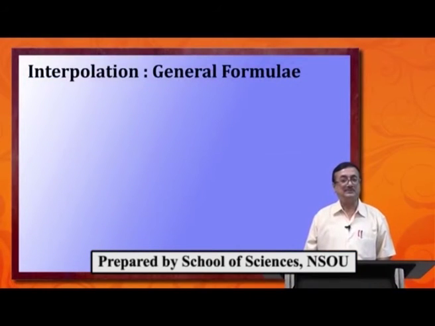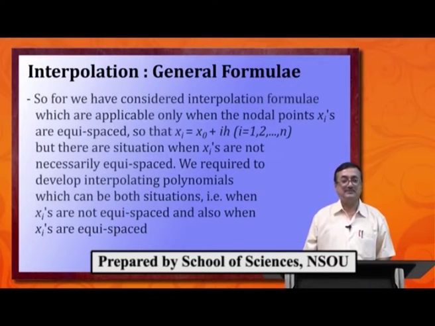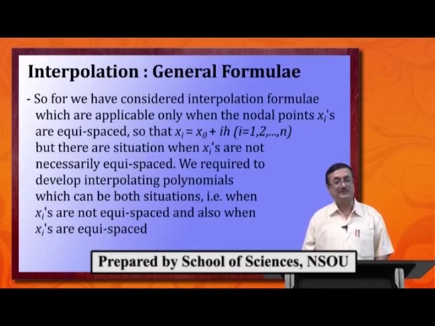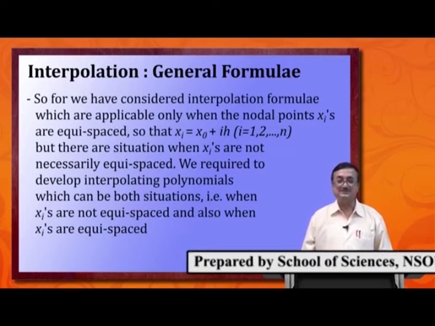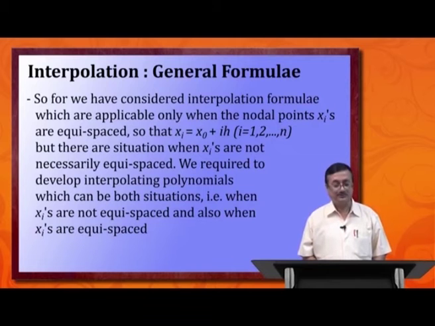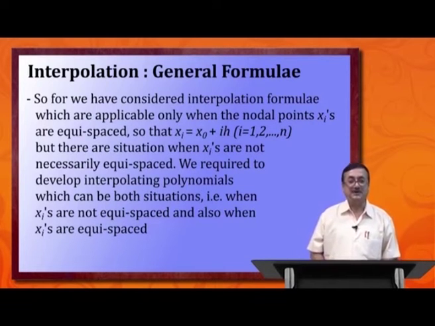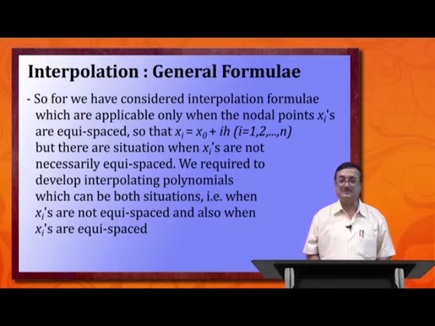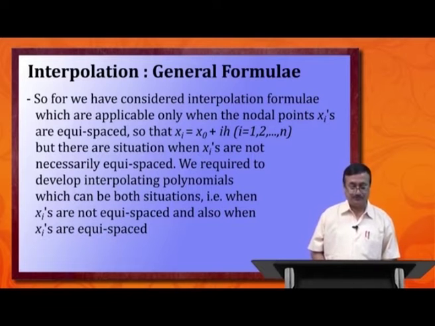But let us now go to a more general type of interpolation formula. We gave some outline in our first lecture about the general type of interpolation formula known as Lagrange's interpolation formula. In Lagrange's interpolation formula, the xi's, that is the nodal points, are not necessarily equispaced. They may be equally spaced, they may not be equally spaced. In both cases, Lagrange's interpolation formula can be used.